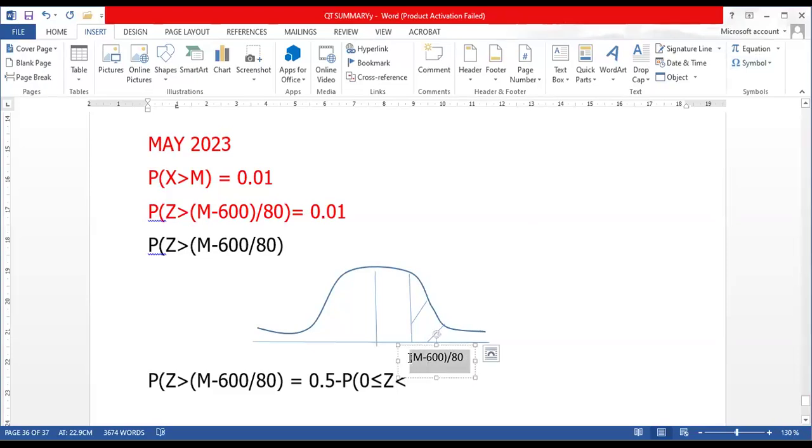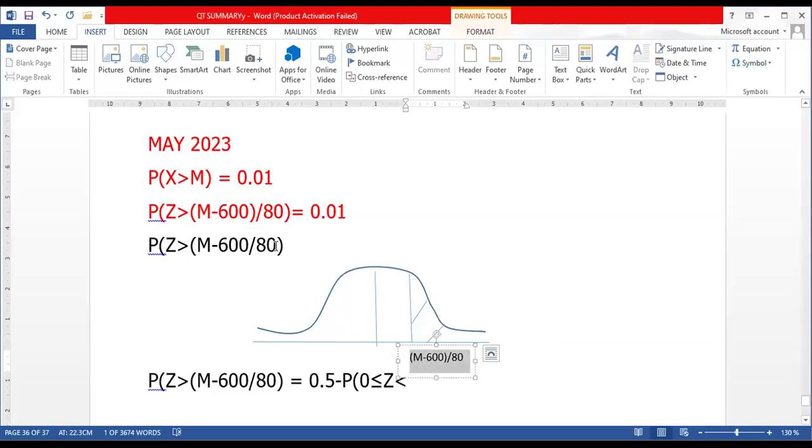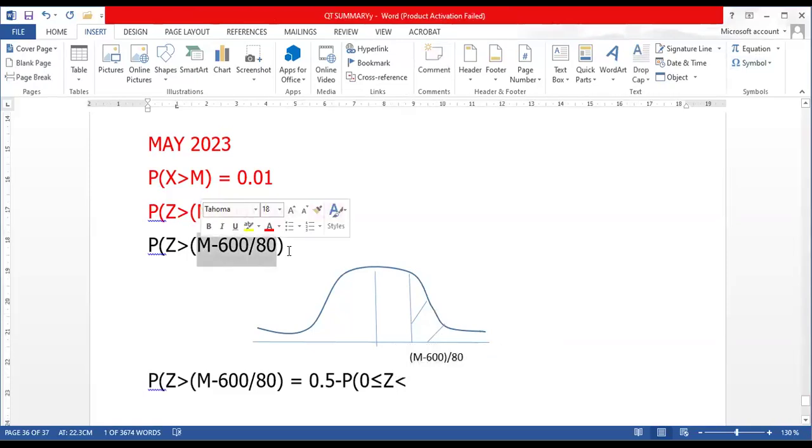You don't have it. So I just put this, because I don't have that value. I first deal with this.